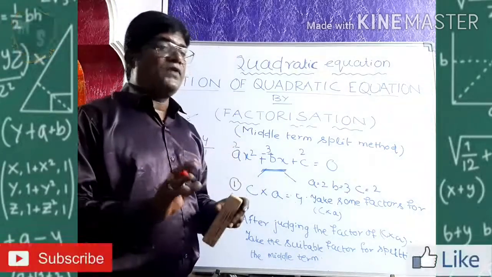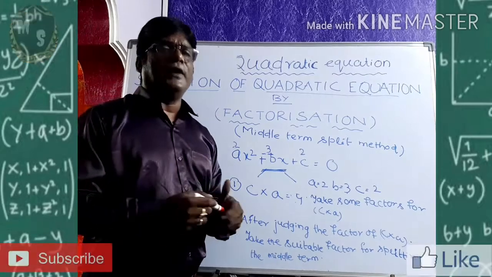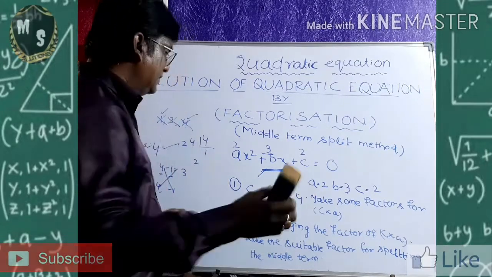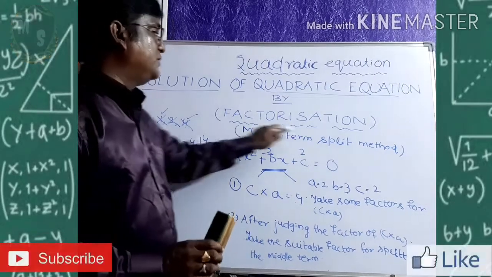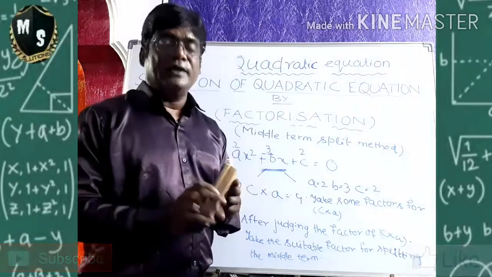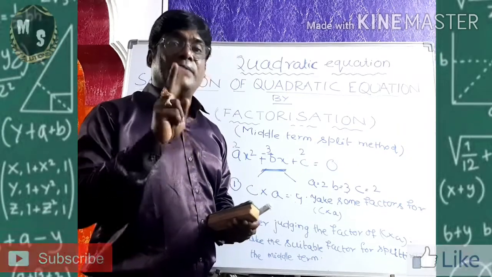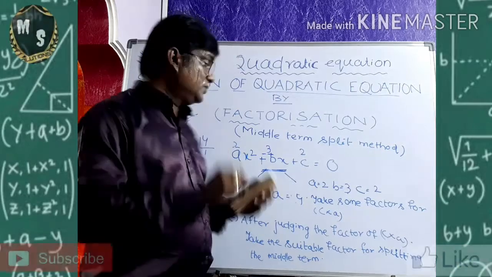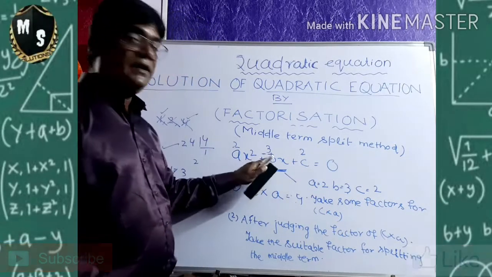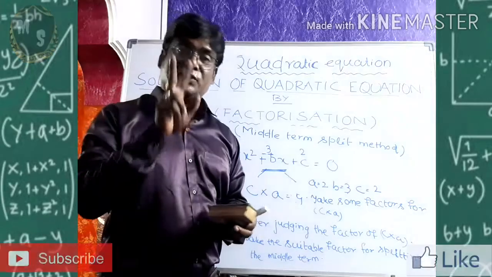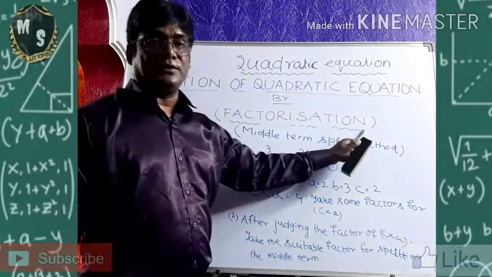Now I am doing an example sum for you, by which you can understand it nicely. The idea is clear to you now. This is the principle for factorization. C into A, then take the factors of C into A. Take two appropriate factors by which, when you multiply them, you get C into A, and when you add or subtract them, you get the B. Then split the middle term with those two factors. That is the idea behind the factorization.